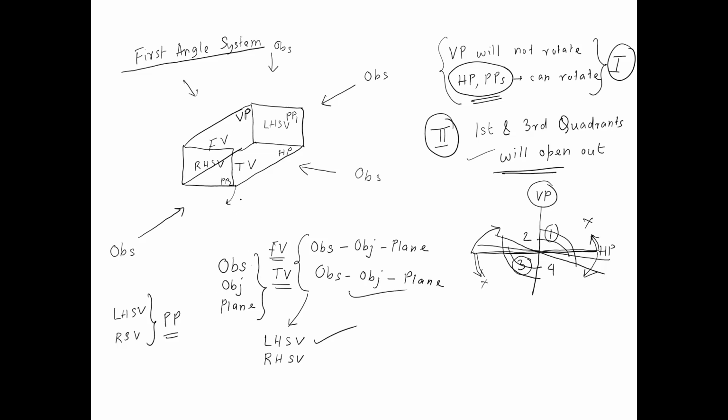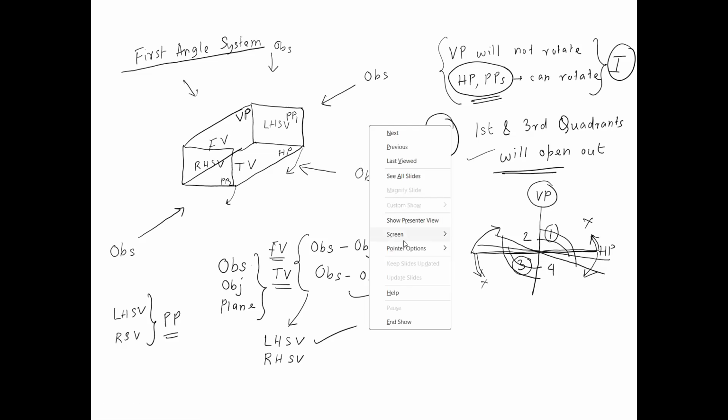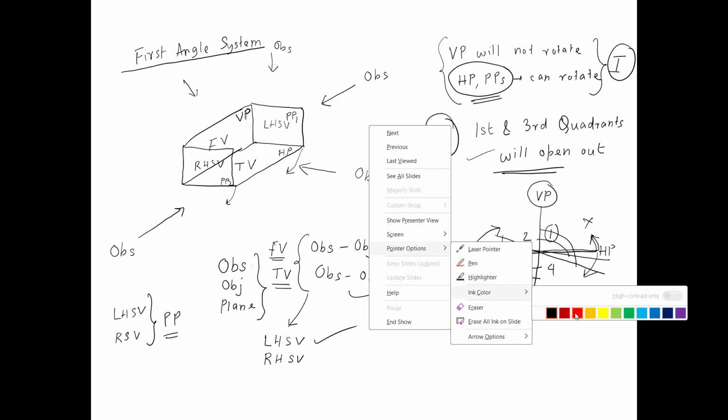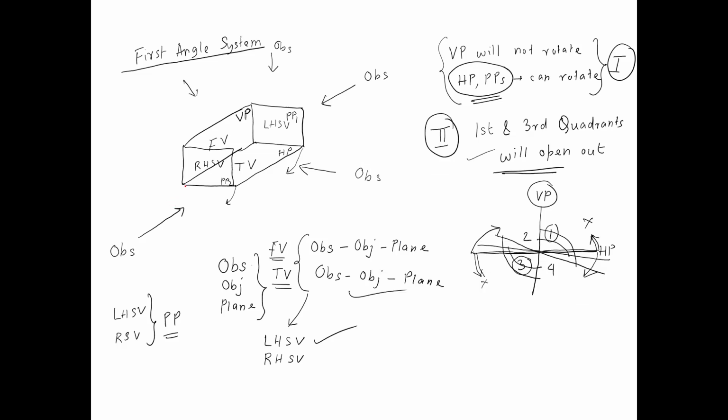So the horizontal plane will rotate in this direction through an angle of 90 degrees. When that rotation is complete, it will come and lie below the vertical plane. So what will be the new position of the rotated horizontal plane? Let me show with a different color. After the horizontal plane has rotated through 90 degrees, it will take up this position. This is the new position of the rotated horizontal plane with the top view in it.